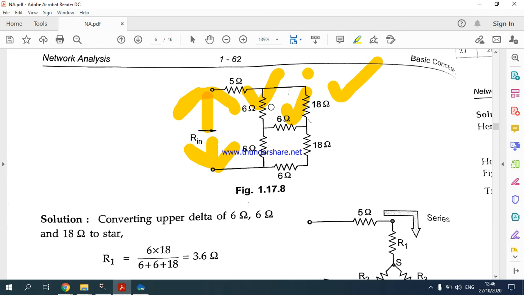What I do, I will convert this delta into star. Fine. If I convert this delta into star, how does it look? Okay, I will show you. It will be like this. Here you will get.